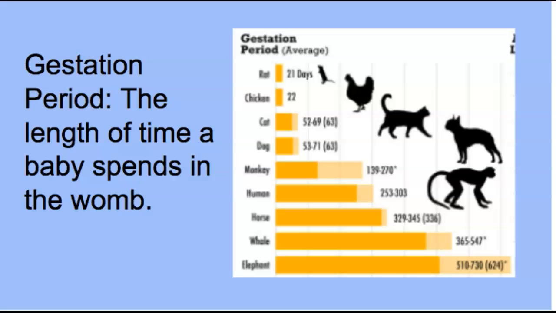The length of time that a baby spends in the womb is called the gestation period. It varies from species to species. Rats have a gestation period of 21 days. Humans, 253 to 301. Elephants, 510 to 730. That's a long time.